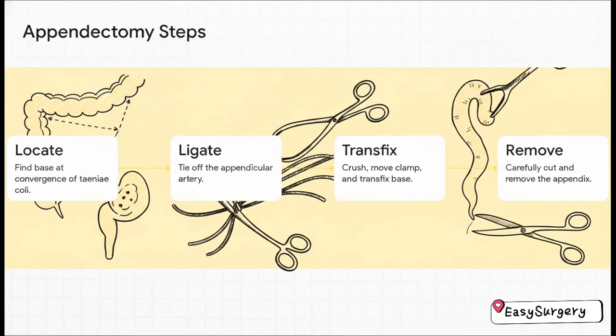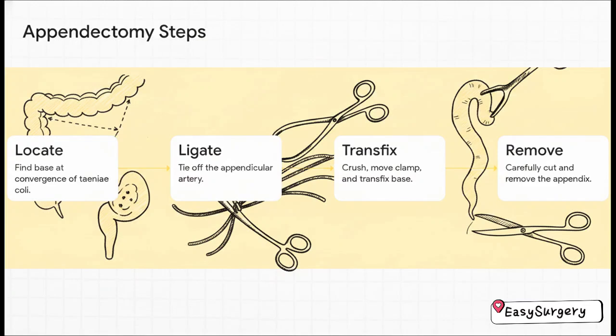So what actually happens in the OR? It boils down to 4 essential steps. First, locate the appendix by tracing the colon's muscle bands right down to the base. Step 2, ligate, or securely tie off that appendicular artery so things don't get messy. Step 3, the surgeon crushes the base, moves the clamp, and sews it tightly shut with a transfixing suture.